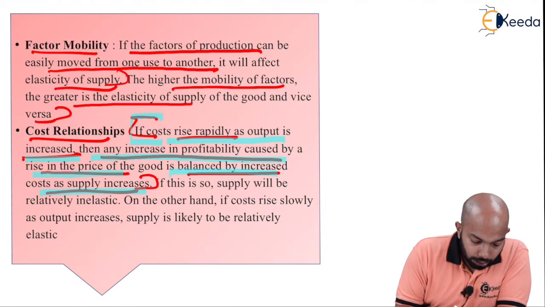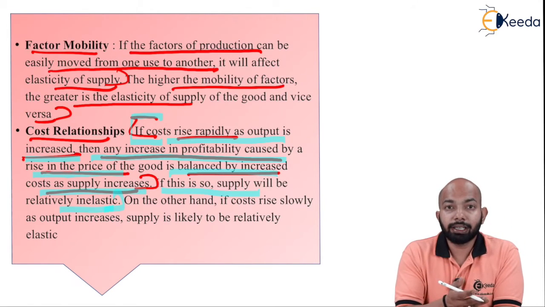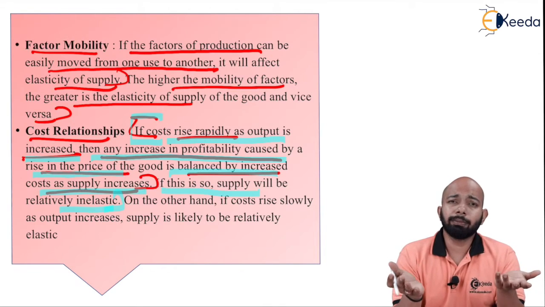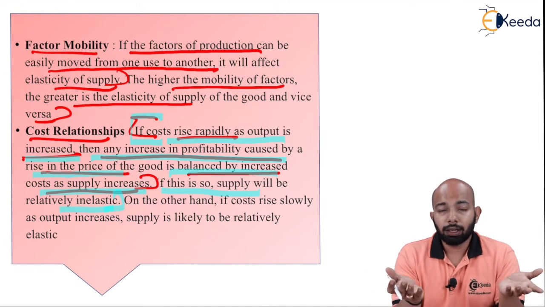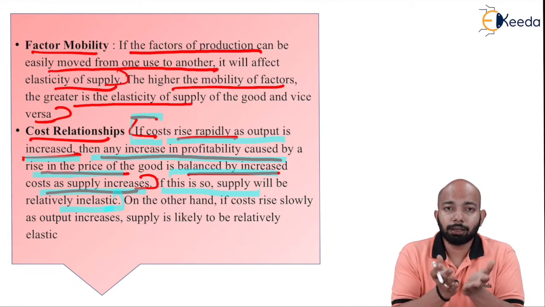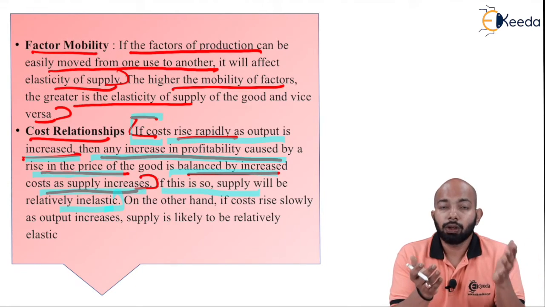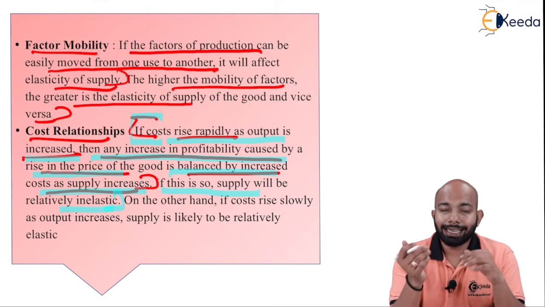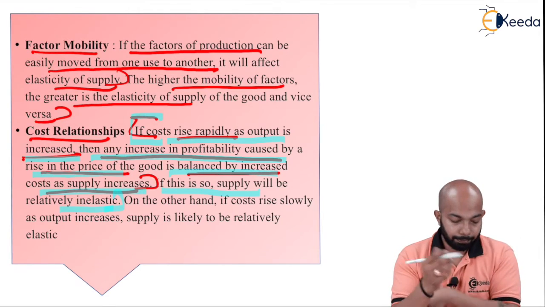If this is so, supply will be relatively inelastic. So supply will be relatively inelastic if this is the case, because in that scenario it is the same thing, right? There is no change happening because of the price rise. There is no increase or decrease in supply. It is being balanced here because the cost of production is adding to it, and the price increase is also adding to it, so it is balanced. Hence supply is inelastic here.